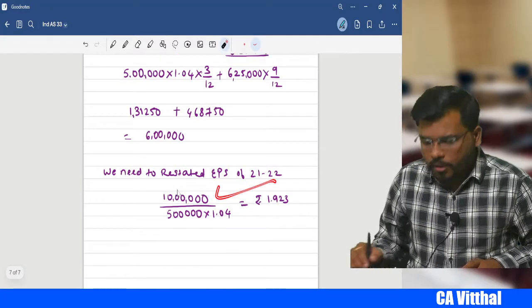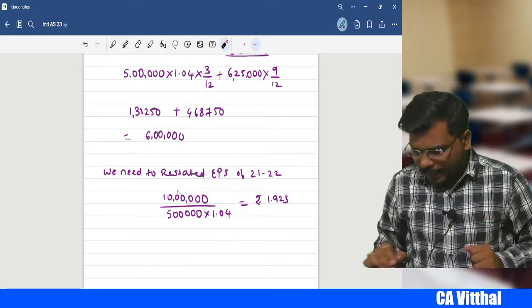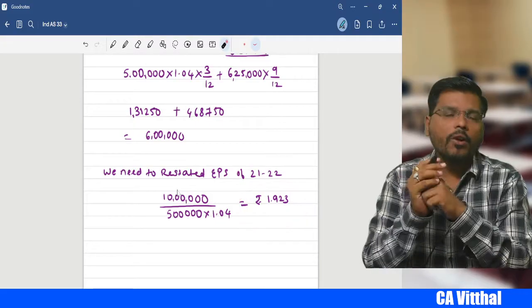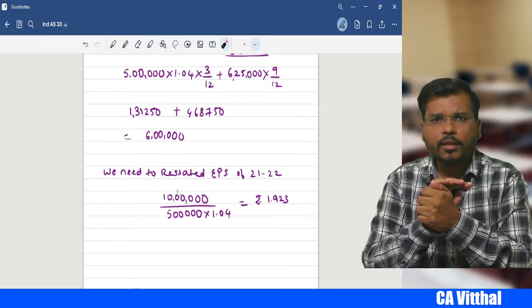Now, how much was our net profit of the previous year? 10 lakhs. How much is the number of shares? 5 lakhs. Multiply with the right factor, you will get a basic EPS of 1.923, which is the restated EPS, right, my dear students?